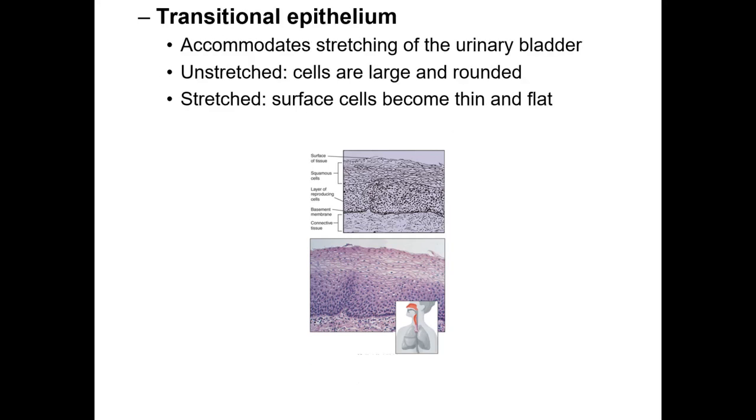Then we have transitional. Transitional epithelium stretches to allow filling of the urinary tract. It is found in the urinary tract, part of the kidney, ureter, bladder, part of the urethra, and the umbilical cord. So the transitional is a little bit different because it allows for stretching, which is one of its main characteristics. It flattens out once it's stretched.